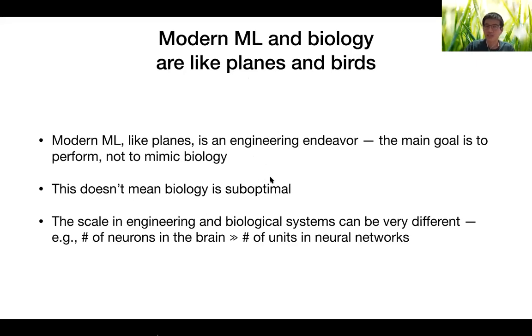And this doesn't mean that the biological solution is suboptimal. The scale that machine learning and planes are expected to perform at is quite different from the scale that biological systems operate at. For example, the number of neurons in the brain is so much greater than the number of units in neural networks, and the tasks that the brain can perform are quite different from the tasks that we expect machine learning to perform. And I'm going to hand over the discussion to Tankut.